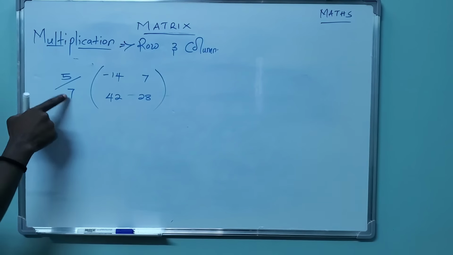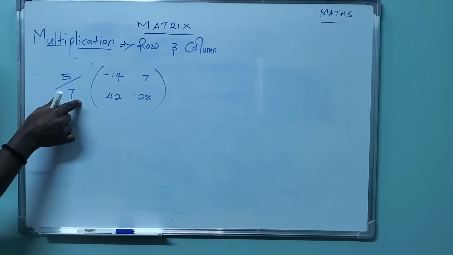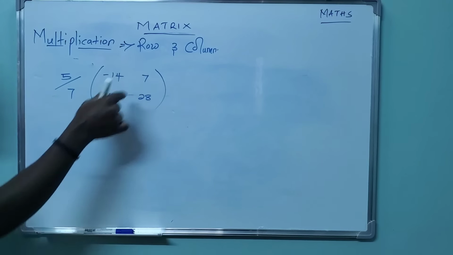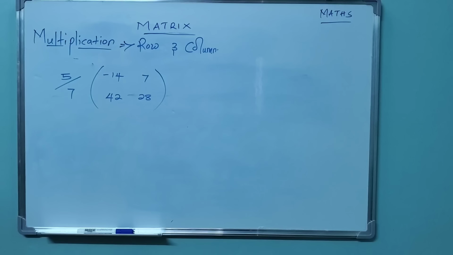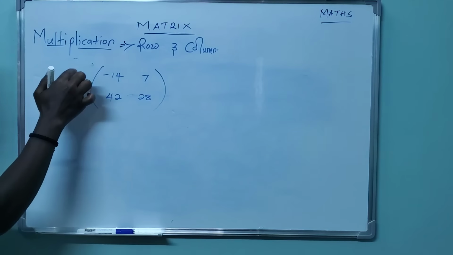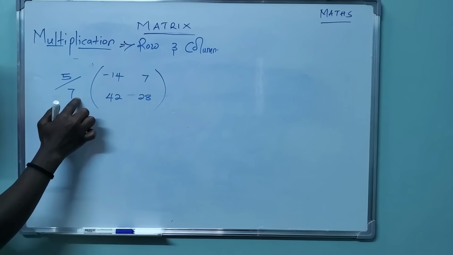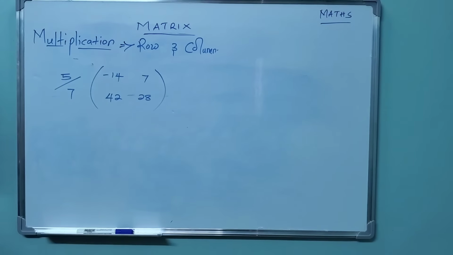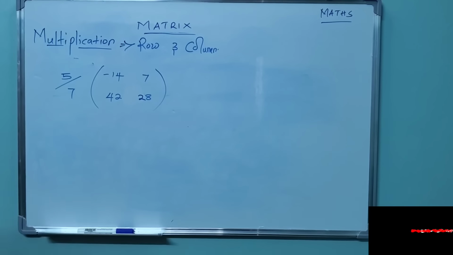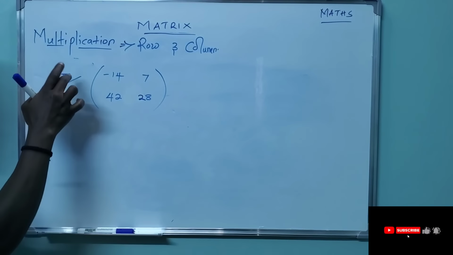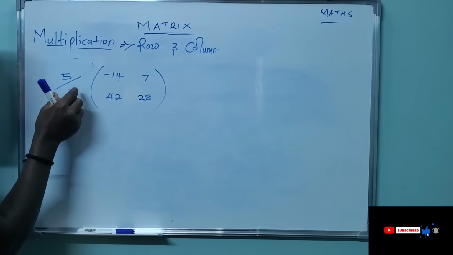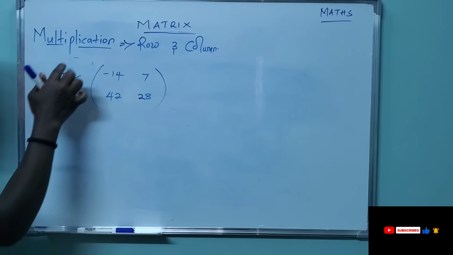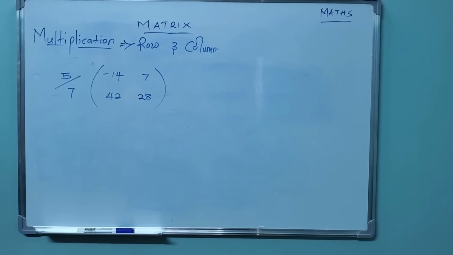We are going to multiply this number that is on the outer part of that matrix. You are going to multiply it with whatever is in the matrix individually, which means I'm going to start with 5 over 7 multiplied by negative 14. So in this specific case, you're going to multiply this fraction or this number with each of the numbers inside the matrix. So I'm going to have here 5 over 7 multiplied by negative 14.